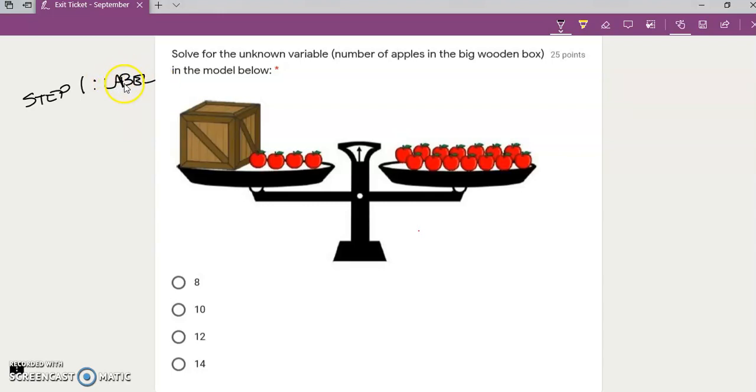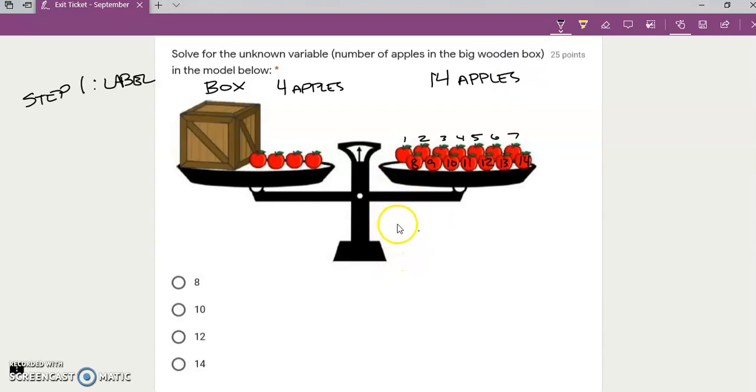So I'm going to go ahead and label and say, okay, right here, I have a box. I have 4 apples. And then on this side, if I counted all of them out, I have 1, 2, 3, 4, 5, 6, 7, 8, 9, 10, 11, 12, 13, 14 apples. So on this right hand side, I have 14 apples.